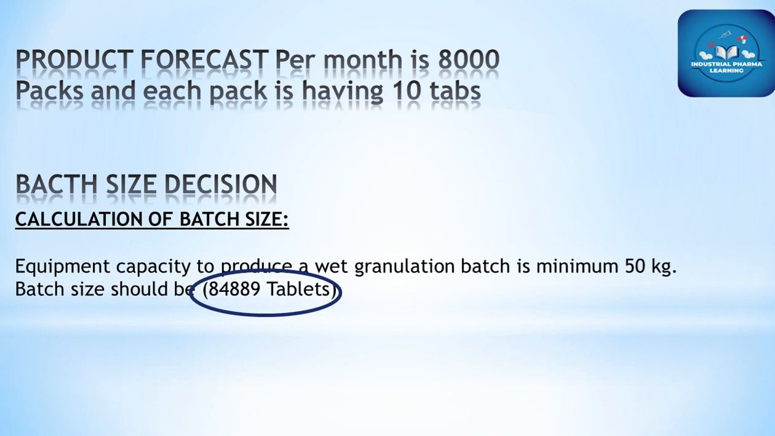Now the product forecast. Usually marketing proposes a forecast per month. In this case the market product forecast is 8,000 packs and each pack has 10 tablets. It means 80,000 tablets are required per month. So in order to produce a wet granulation batch, you have a capacity of minimum 50 kg. In this scenario, how would you perform the calculation?